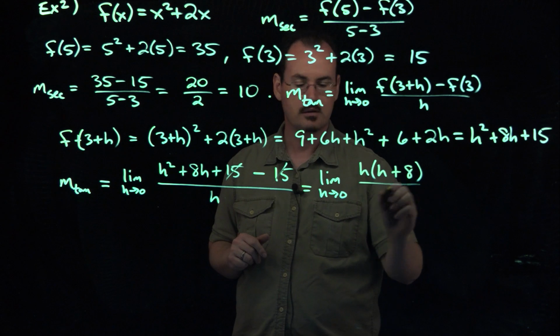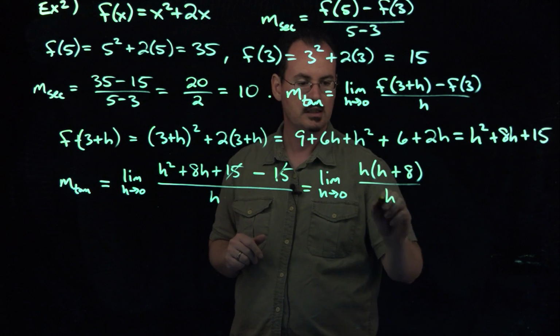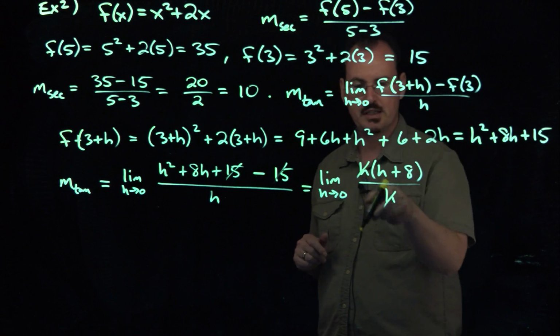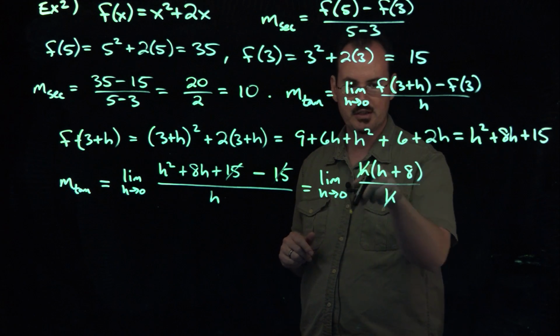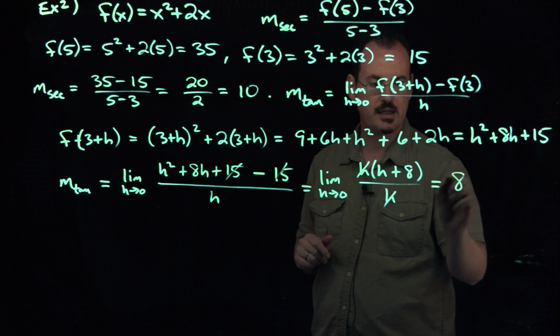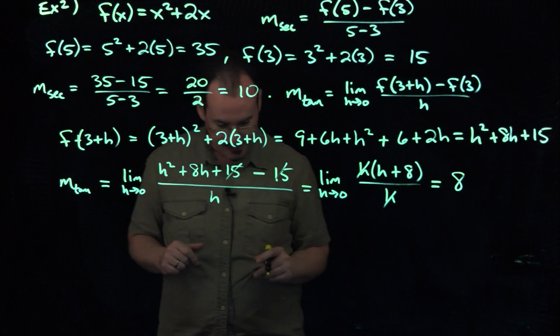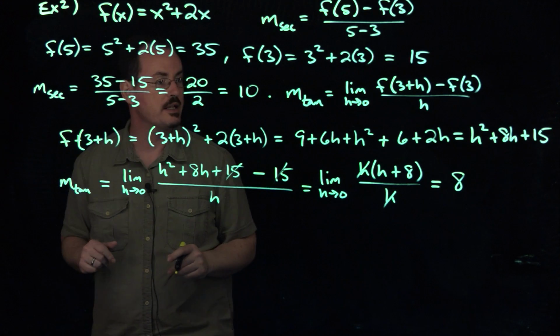And then we'll have this over h, and those h's will cancel. Once the h's cancel, we're only left with h plus 8. If I plug 0 in there, I'm just going to get 8. So the slope of the tangent line is 8. Now this is actually asking for the equation of the tangent line.